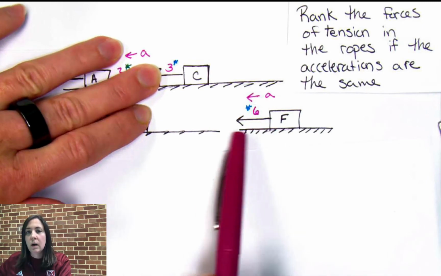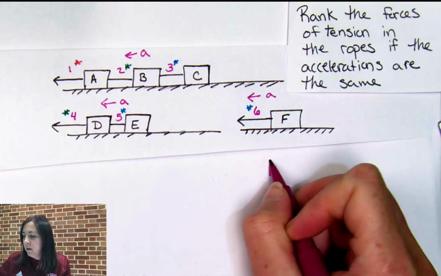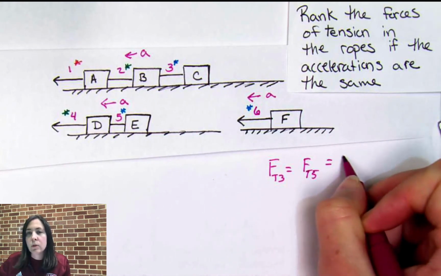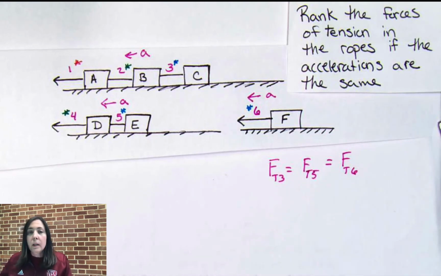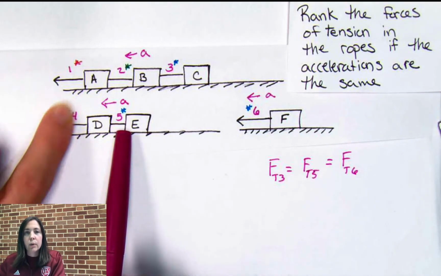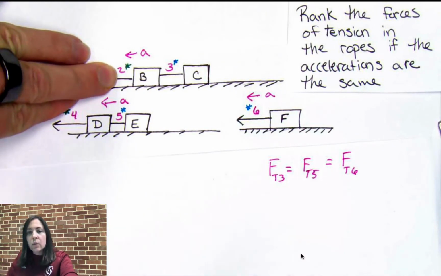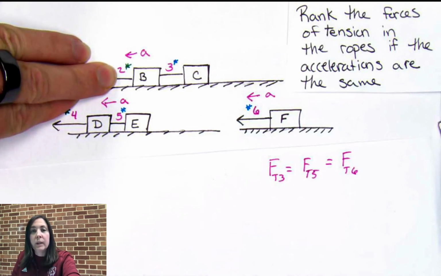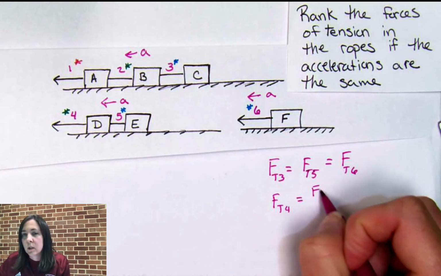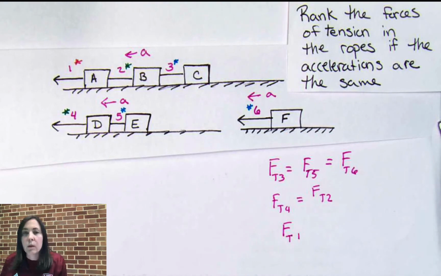So these 3 ropes, 3, 5, and 6, are going to have the same force of tension. So I'm going to say that the force of tension on 3 is equal to the force of tension on 5, which is equal to the force of tension on 6. Now when I look at this again, I see that rope 4 looks very similar to rope 2, because rope 2 is also only pulling 2 boxes, just like rope 4 is. And so rope 4 and rope 2 will probably have the same tension as well. So the force of tension on 4 is going to be equal to the force of tension on 2. Now that leaves us just the force of tension on 1. That is the only one that's pulling 3 boxes.